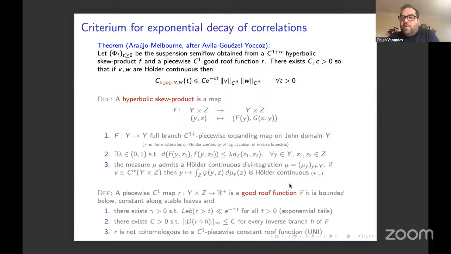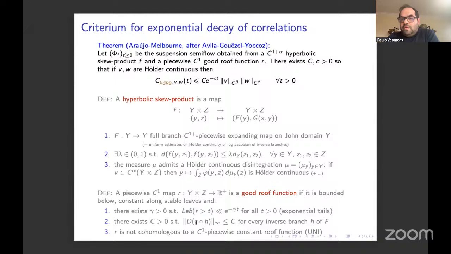And a good roof function is a roof function which is constant along stable manifolds. You don't want it to depend on stable manifolds. It has exponential tails with respect to Lebesgue. If you are looking at the SRB measure, Lebesgue becomes the relevant measure. You could replace it by the conformal measure if you're thinking about other equilibrium states, but in the case of the SRB measure, it's just that Lebesgue measure has exponential tails.